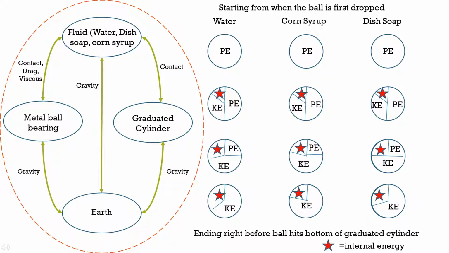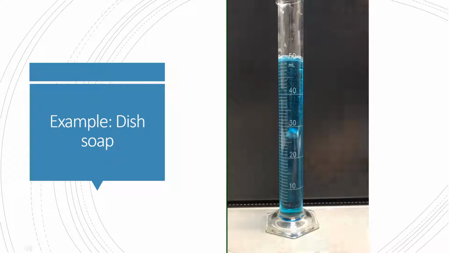This slide shows on the left the system schema for our experiment, and in it we have the fluid, the graduated cylinder, the earth, and the metal ball bearing. And on the right side are the energy pie charts for water, corn syrup, and dish soap. So it starts out as all potential energy, and then as it falls through the fluid, it gets converted to internal energy and kinetic energy. This is an example of our experimental setup with dish soap.